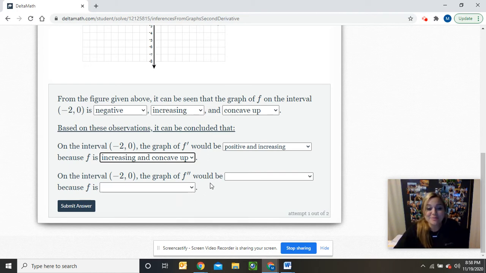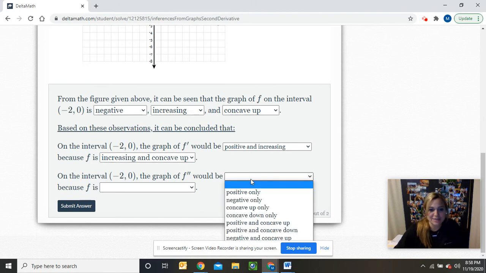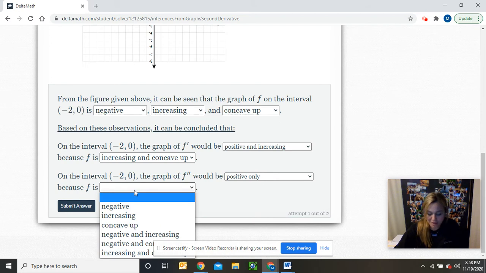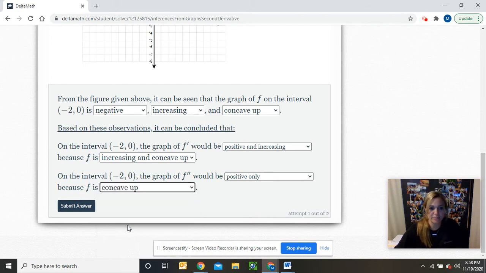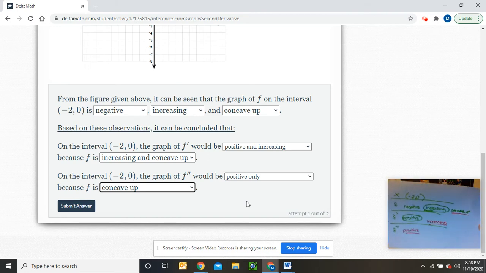Anyway, on the interval from -2 to 0, F double prime would be, and we just said this was positive only, and because F is concave up. So all of this, again, because I mixed my words up, is coming from this chart.